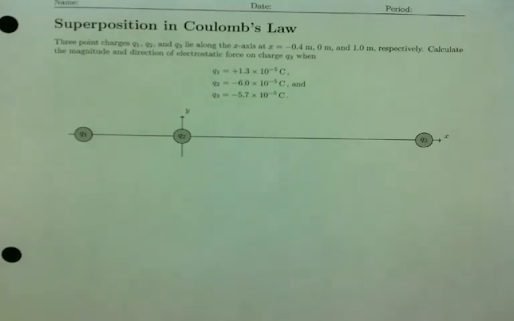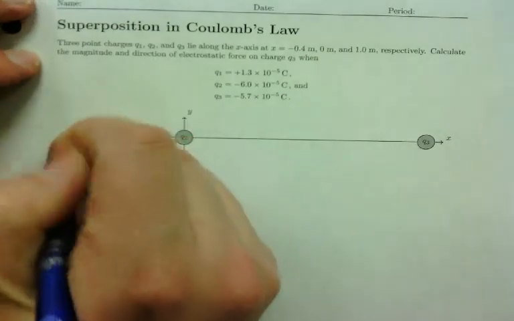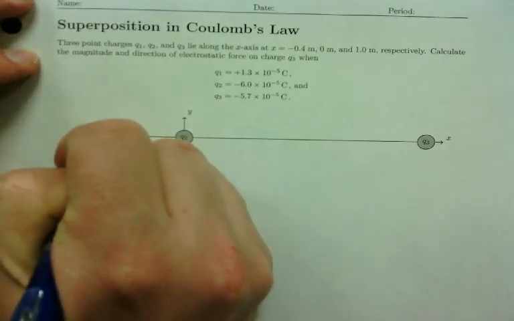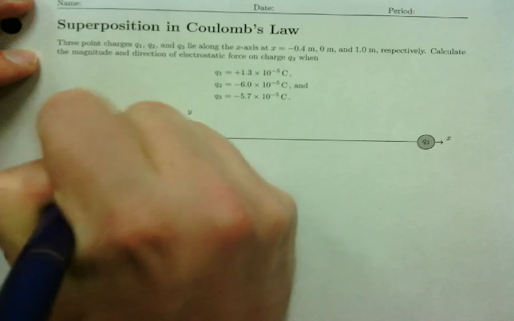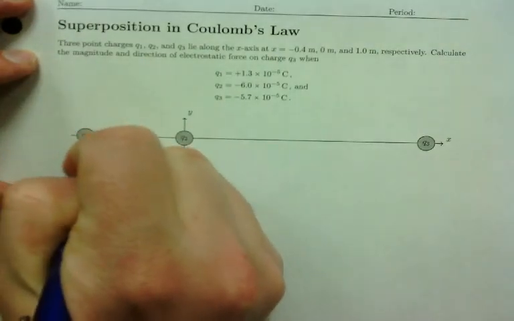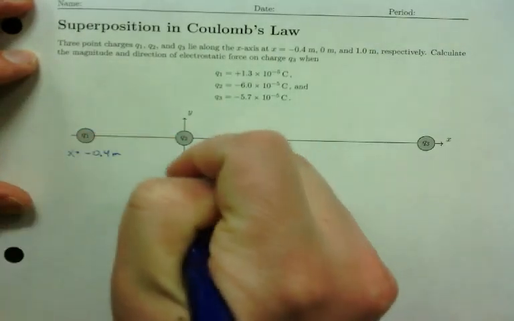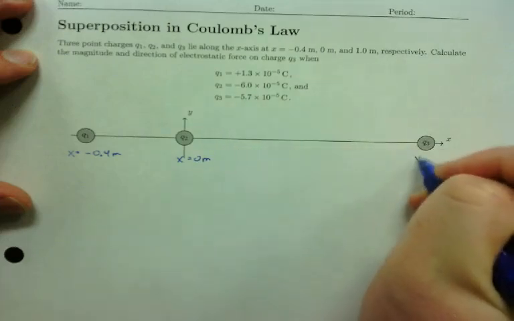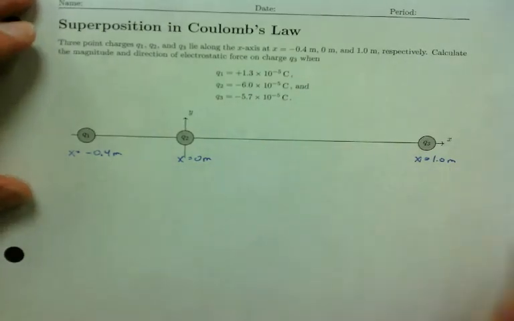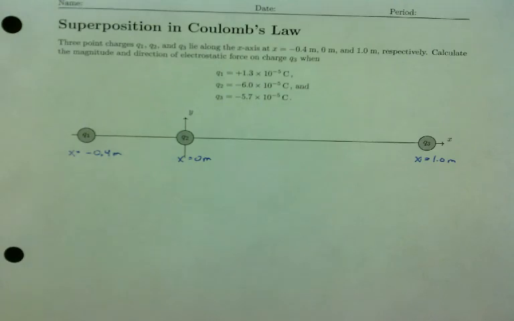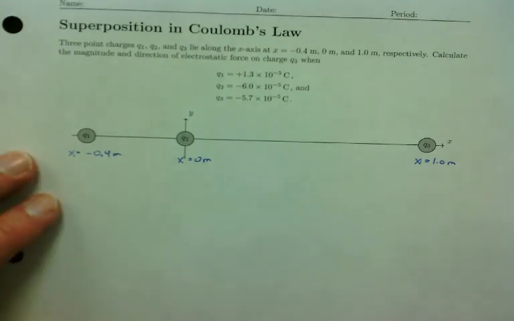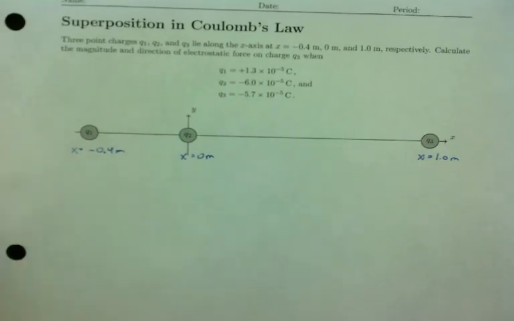Three point charges, Q1, Q2, and Q3, lie along the x-axis. I'm just going to label this on my picture here so that it's easier to see in a second. They are at x equals negative 0.4 meters, x equals 0 meters, and x equals 1 meter. Calculate the magnitude and direction of the electrostatic force on Q3, on this charge. And then it tells us how big each of those charges are in coulombs. All right, so let's look at this.